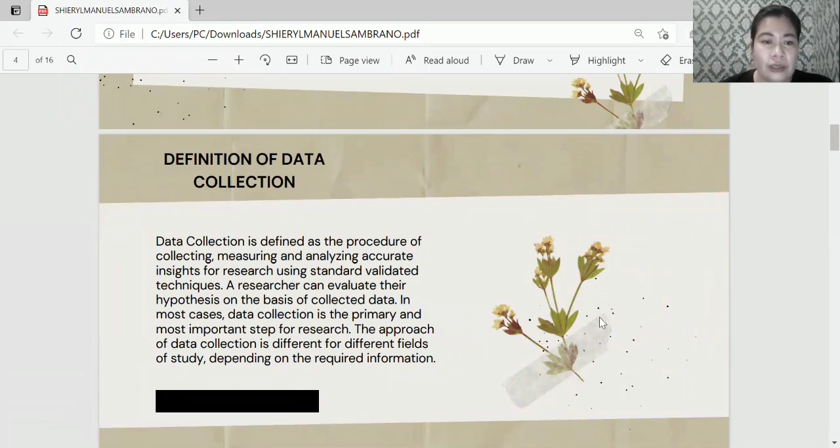Definition of data collection. Data collection is defined as the procedure of collecting, measuring, and analyzing accurate insights for research using standard validated techniques. A researcher can evaluate their hypothesis on the basis of collected data. In most cases, data collection is the primary and most important step for research. The approach of data collection is different for different fields of study, depending on the required information.